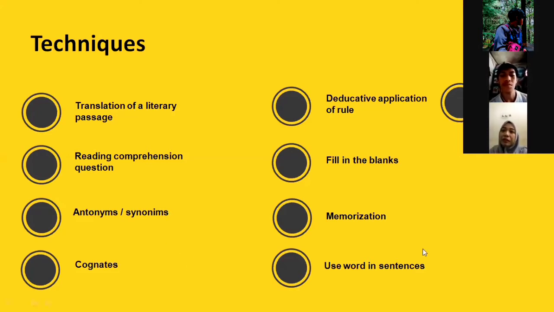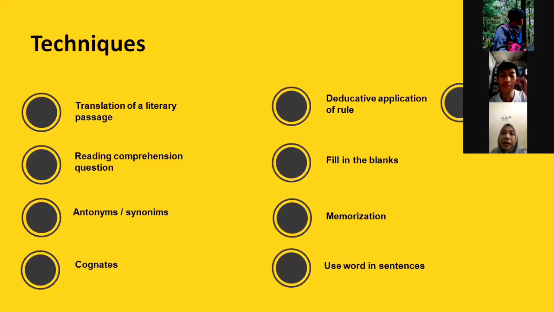The fifth is deductive application of rule. In deductive application of rule, the students understand grammar rules and their exceptions, and then the students apply them to new examples. And the next is fill in the blank. In fill in the blank, the students fill in the gaps in the sentence with new words or items or a particular grammar type.